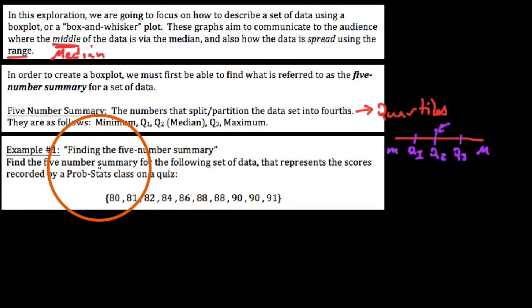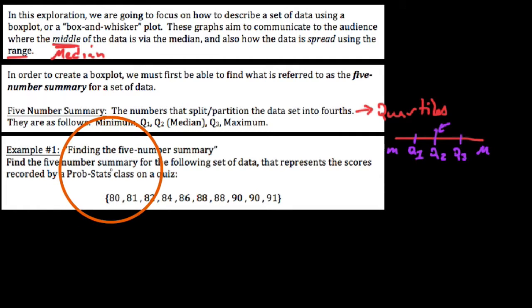Here I want to find the 5-number summary for the following set of data, and these data represent scores that were recorded on a ProbStats class quiz. They take a quiz and they get these scores here. We'll call these percentages. So I see my student scores.